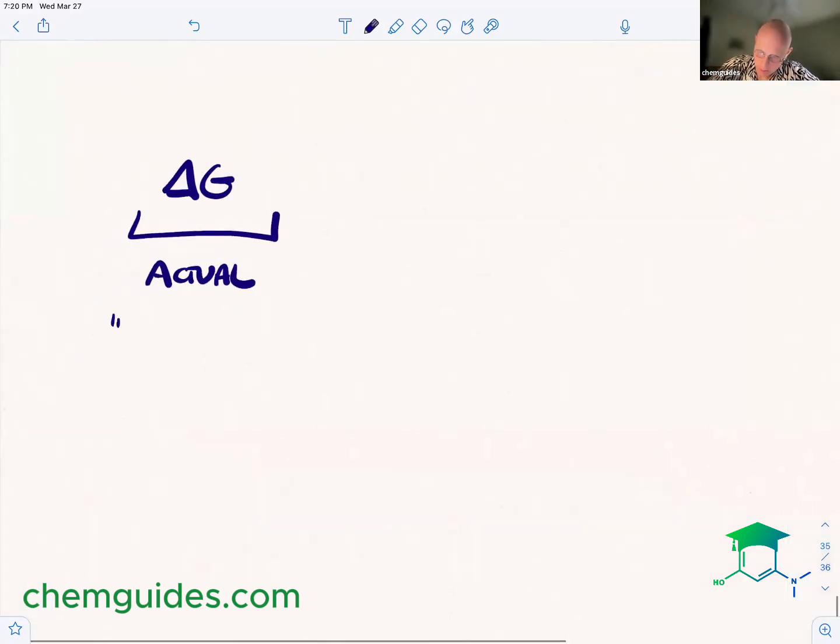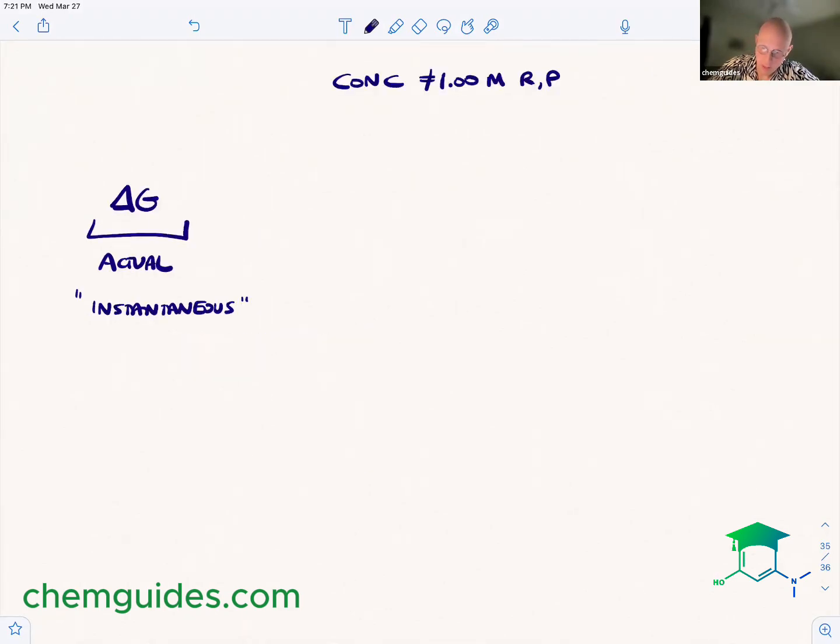So you might also hear the term instantaneous. That means you can measure this delta G at any instant. And whether it's positive or negative, that'll tell you whether a reaction is going to go forwards or backwards spontaneously.